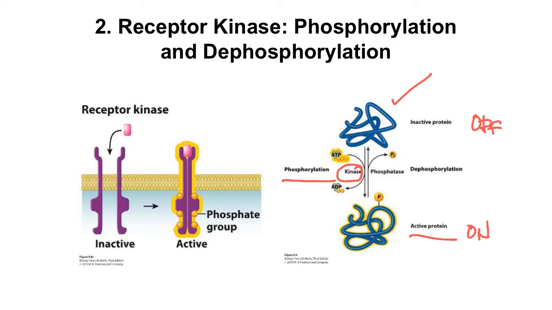phosphorylation and dephosphorylation. So the addition of the phosphate group, in this particular case by the kinase, the enzyme kinase, activates a protein, whereas the reverse process, which is mediated by an enzyme called phosphatase, removes the phosphate group and then reverses the state of the molecule from on to off.